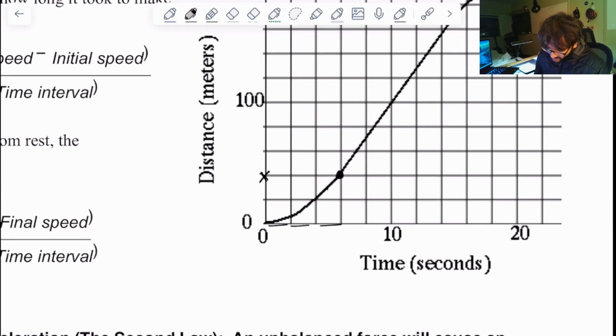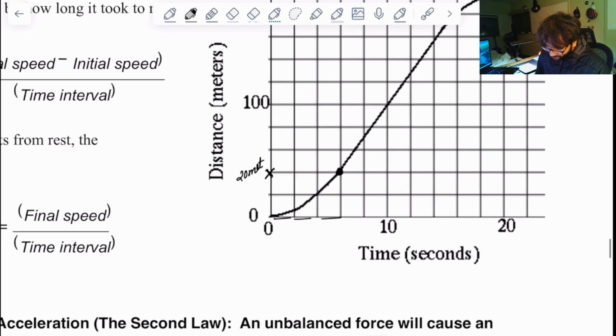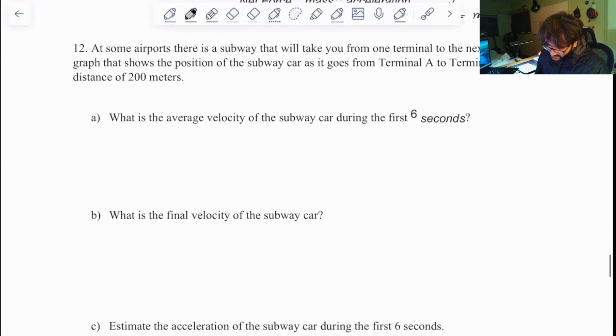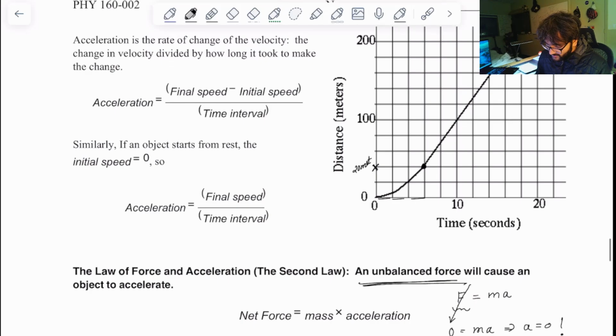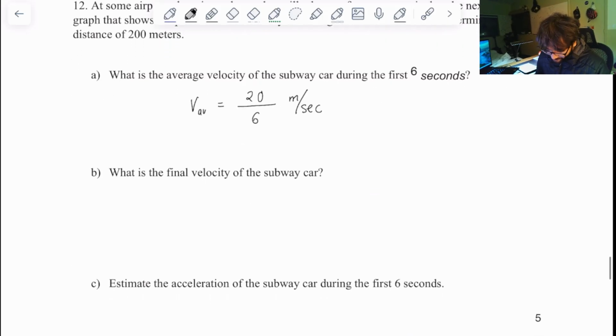From 0 to 100, I've got 1, 2, 3, 4, 5 boxes. That means each box corresponds to 20 meters. So this distance is 20 meters. For the first 6 seconds, the distance covered was 20 meters. So the average velocity has time downstairs, 6 seconds, and 20 upstairs, and then you've got meters per second because you're measuring the distance in meters and time in seconds.